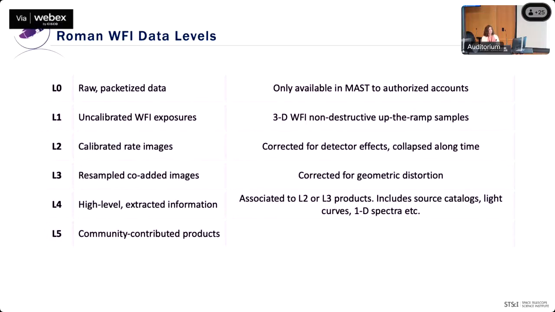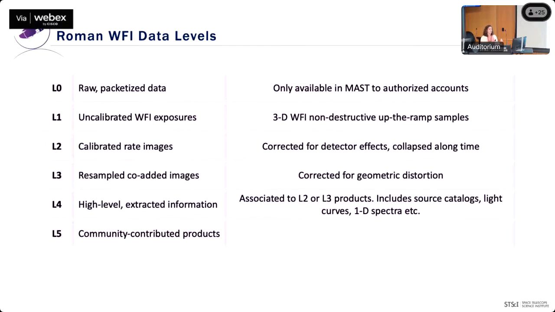The level 1s get processed to level 2, which are exposure level calibrated rate images. These are corrected for the detector effects, and they are collapsed along the time, so you have a rate image. The level 3 are the resampled co-added images. These are your mosaics, practically. They're corrected for geometric distortions, and then they are co-added together, so they're deeper.